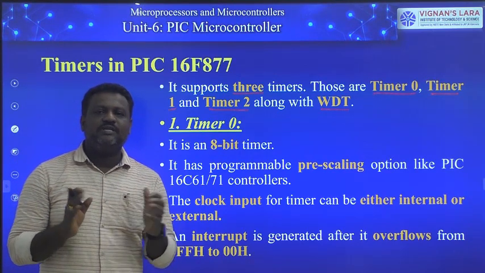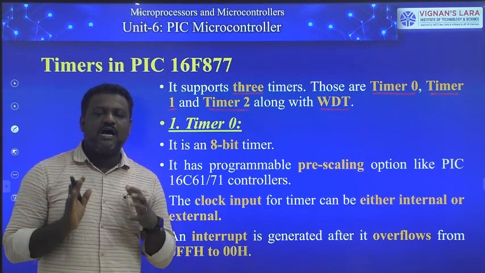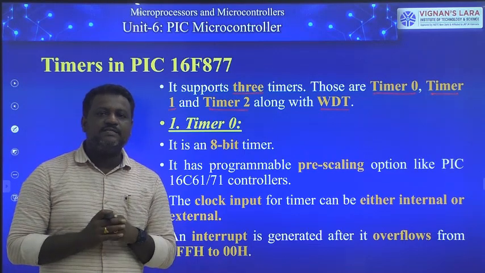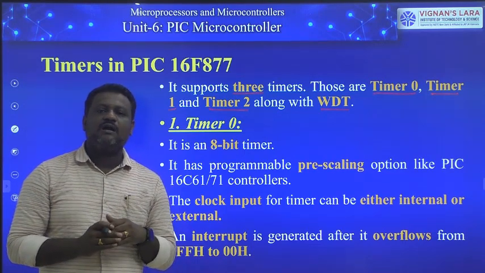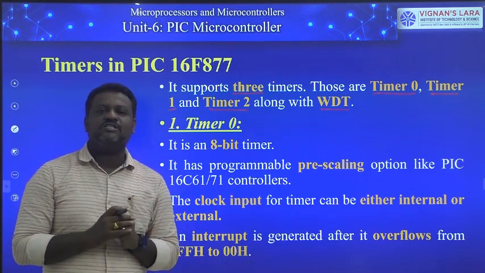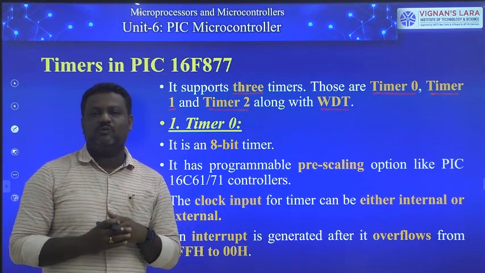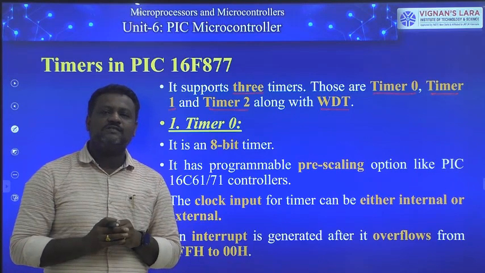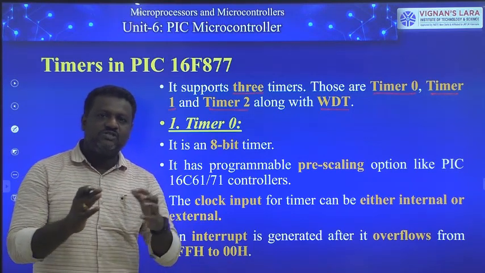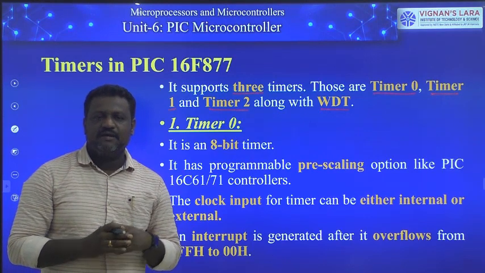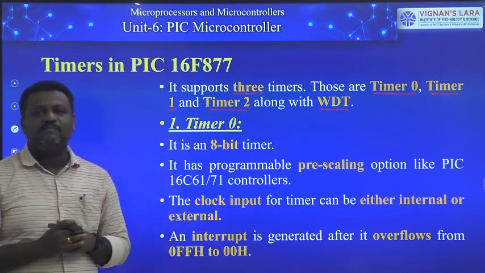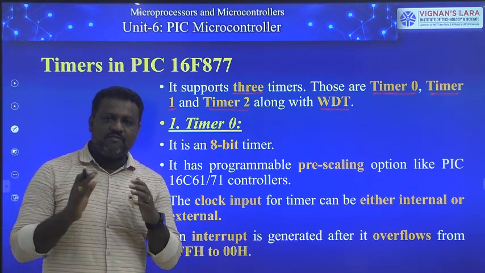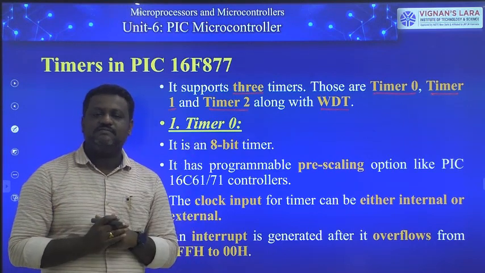These timers are counting the input clock pulses. The important thing is that these clock pulses come either from the internal oscillator circuit or from the external world. If they get a clock signal from the internal oscillator circuit, then the circuits act as timers. Whenever they get a clock signal from the external world, they act as counters. We know that. Now I am going to discuss these timers one by one.